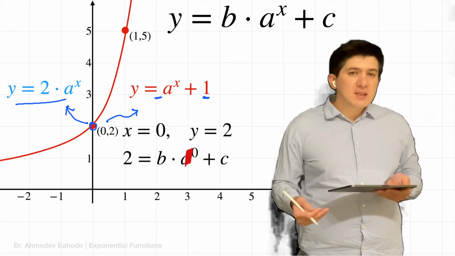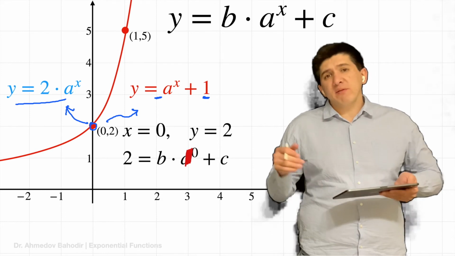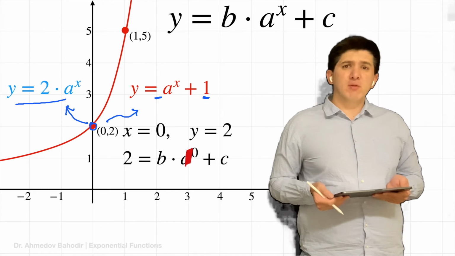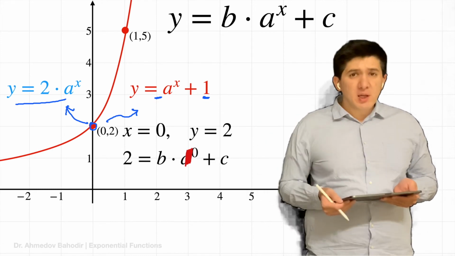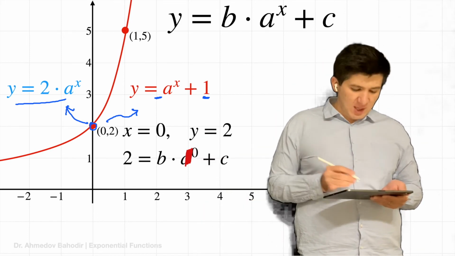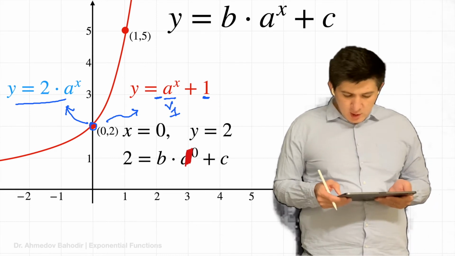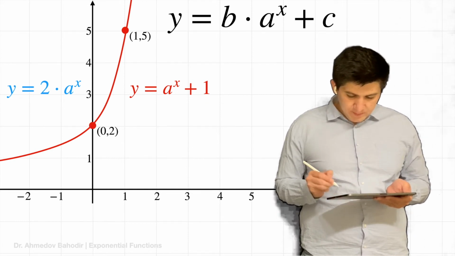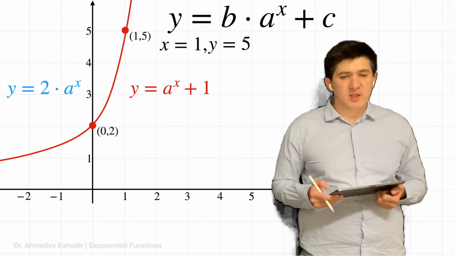So from this point, x equal to 0 and y equal to 2, we can roughly figure out the form of the exponential function. But we need one more point in order to figure out the form of the exponential function. By the way, please note that the exponential function is increasing. It means that the value of this a should be more than 1. Now let's look at the second point and try to figure out the exact shape of this exponential function.